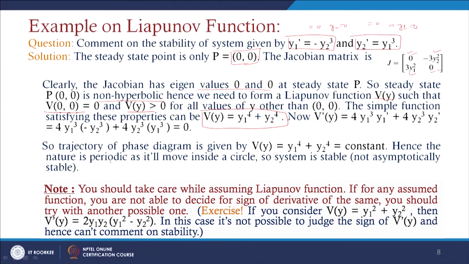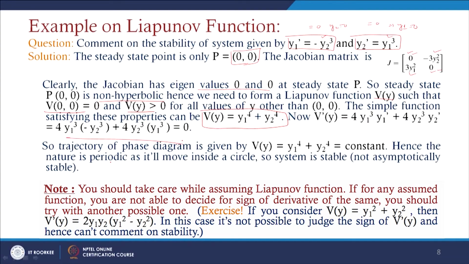So, if you see here, v dash y is nothing but the differentiation of this function, and we will have 4 y1 cubed y1 dash plus 4 y2 cubed y2 dash here. Already y1 dash is known as minus y2 cubed and y2 dash is y1 cubed. If you put all these values, we get this value as 0, since both these quantities are equal here.